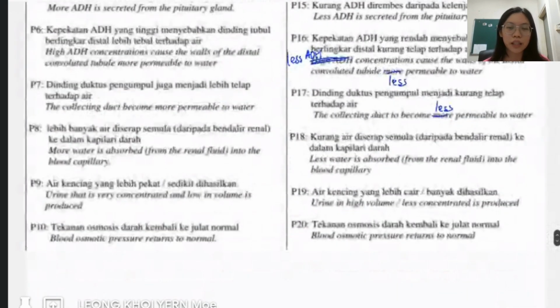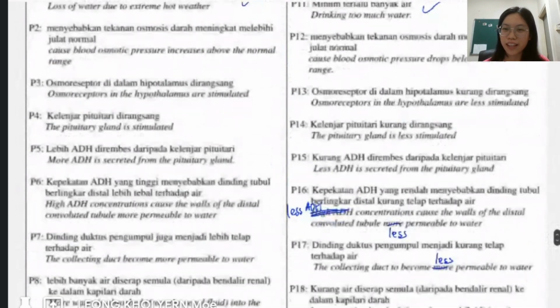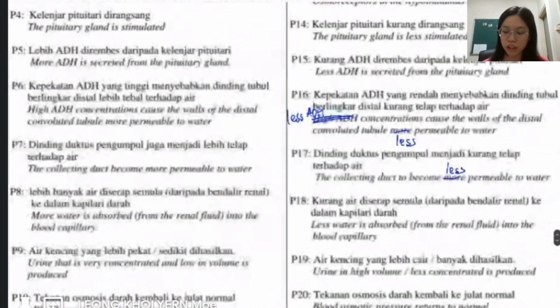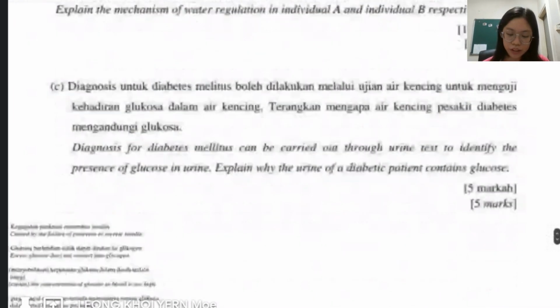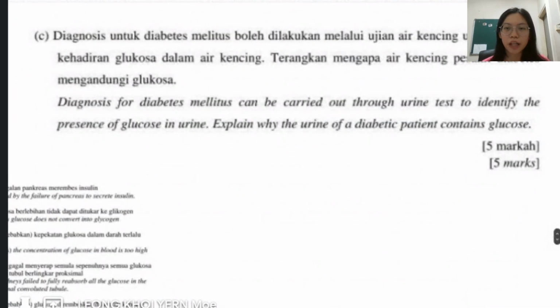Just keep in mind that sometimes the mark scheme may be wrong. Like this one, I didn't expect it to be mentioned wrongly. Okay, this one: diagnosis for diabetes mellitus patient can be carried out through urine test to identify presence of glucose in urine. Like what I mentioned just now, why does the urine suddenly have glucose? I thought it's supposed to be 100% reabsorbed in the proximal convoluted tubule. Yeah, but this guy has diabetes mellitus. So too much glucose already, no choice, can't be fully reabsorbed. That's why it ends up discharged through the urine. So explain why urine contains glucose.